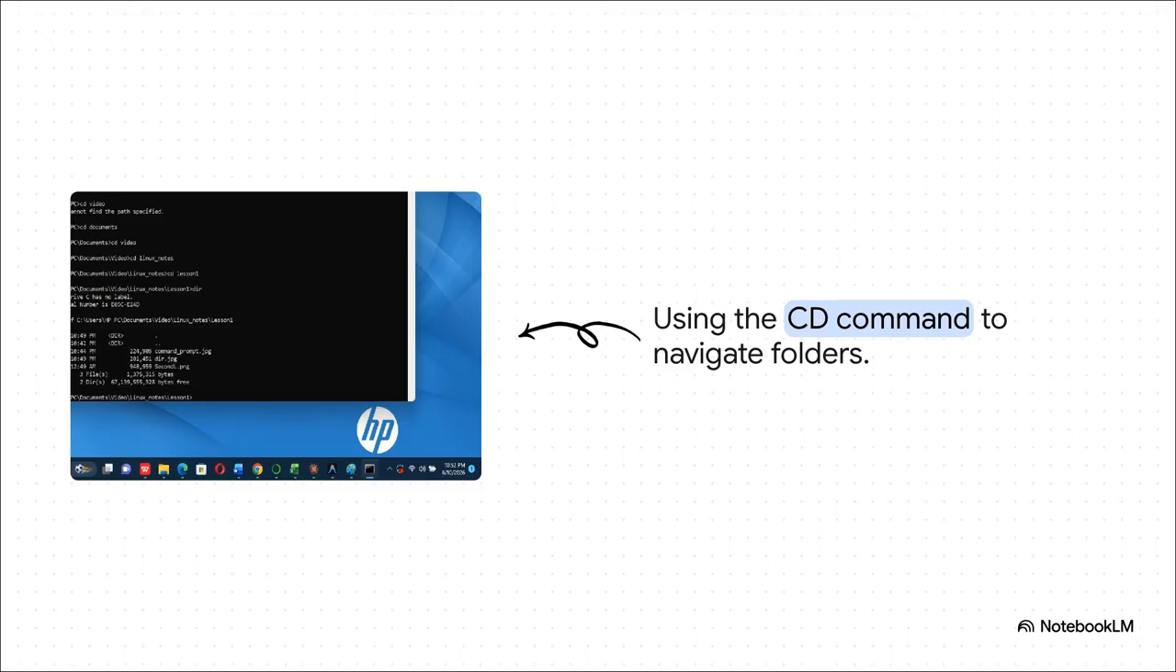But hey, typos are going to happen to the best of us. If you type something like CD video, but the folder is actually named videos with an S, the system will immediately bark back with, "The system cannot find the path specified." No big deal. Just correct the spelling and boom, you're in. Run that dir command again, and you can see exactly how many files and gigabytes are sitting right there.